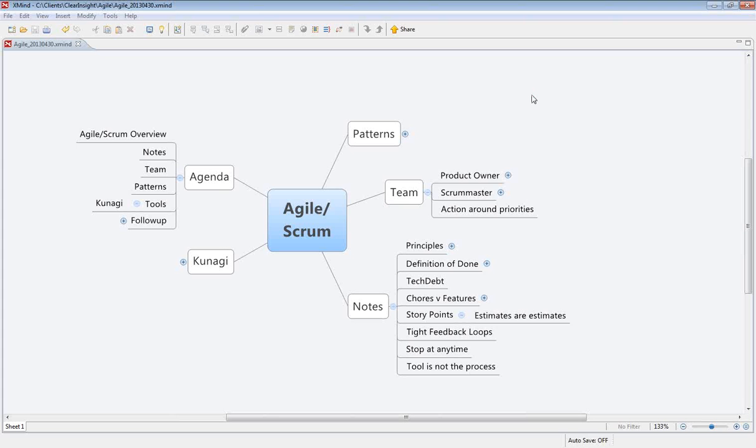We're going to talk about the Agile approach to software development as well as the Scrum piece of that. In today's session, we'll talk about the overview, we're going to go through some notes, we'll talk about the team that exists in Agile and Scrum. We'll also talk about patterns that you'll see.